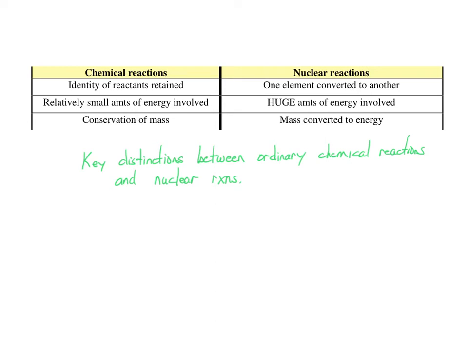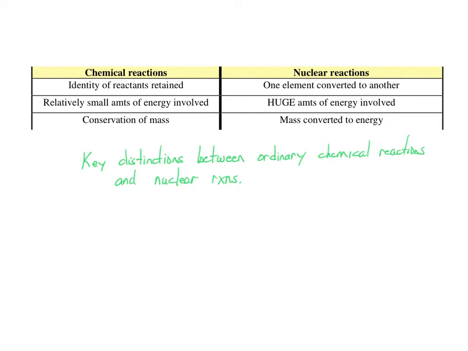Let's talk about some key distinctions between ordinary chemical reactions and nuclear reactions. Ordinary chemical reactions are reactions of the type we've been discussing all semester. The first difference is that the identity of the reactants is retained in ordinary chemical reactions, but in nuclear reactions, one element is converted to another. Specifically, in an ordinary chemical reaction, the same number and type of atoms in the reactants is exactly the same as that of the products. In nuclear reactions, we're going to see that elements are converted one to the other.